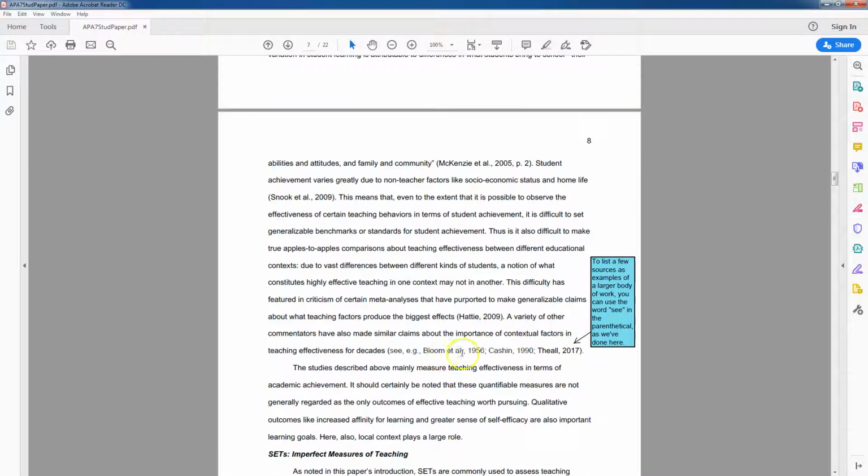Okay, so to list a few sources as examples of a larger body of work, you can use the word see in the parenthetical. This citation is C.E.G.